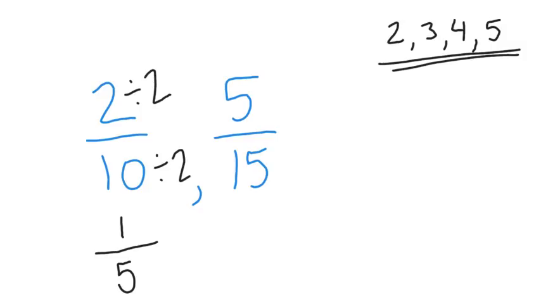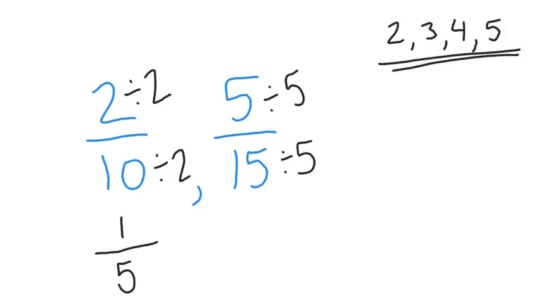Now I'm going to take a look at 5/15, and I'm going to say, all right, is 5 divisible by 2? No. Is 5 divisible by 3? No. Is 5 divisible by 4? No. Is 5 divisible by 5? And it is. So now I'm going to check that same number on the bottom. Is 15 divisible by 5? It is. So you can see how I kind of worked through that list.